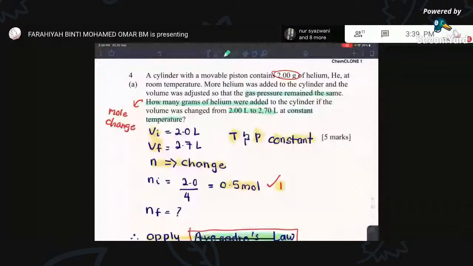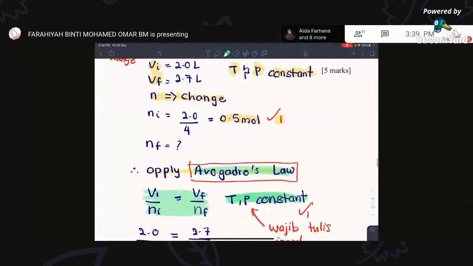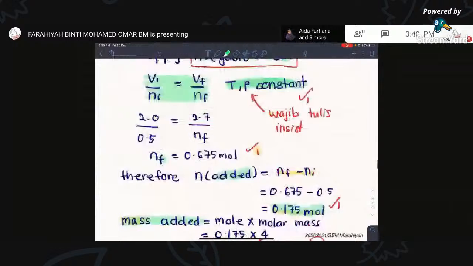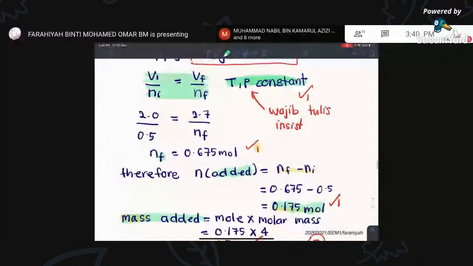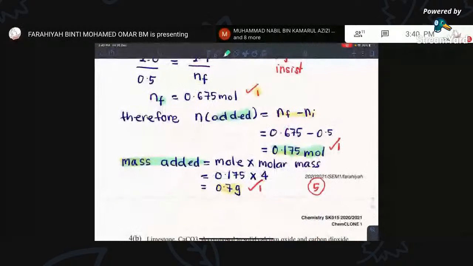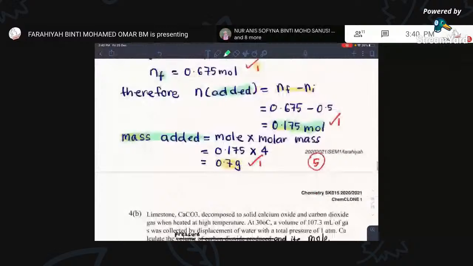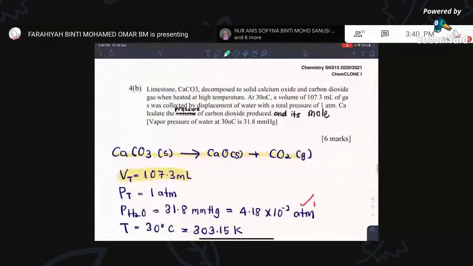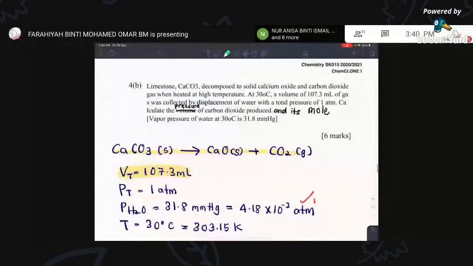Formula will be the second mark. Your mole final 1 mark. Mole added 1 mark, and mass added will be another mark. Okay, settle. And next, for question 4B, this one is about the displacement method. So if it's displacement, once you read it, you must know Dalton's law. Okay, no need to think too much, you know it must be Dalton's law. So now, you write the equation.